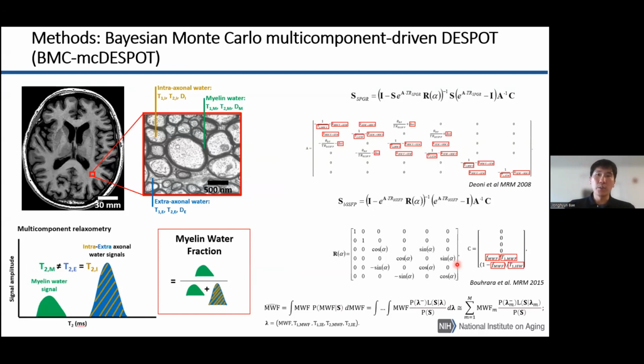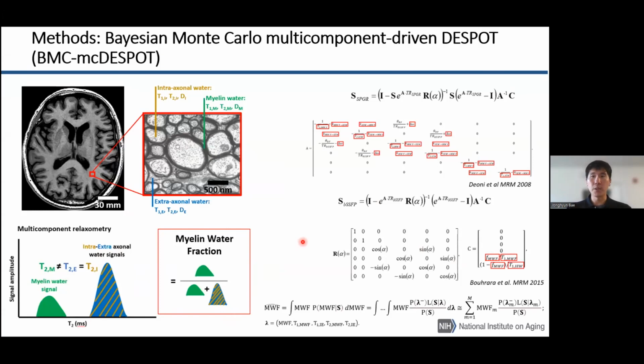Next, we aim to validate our myelin water fraction measures. We developed a relaxometry-based myelin water fraction method called Bayesian Monte Carlo multi-component driven DESPOT, or BMC-mcDESPOT. The water trapped in myelin is suggested to experience a distinctively shorter T2 relaxation time as compared to the intra- or extra-axonal water. Therefore, we can compute the fraction of the water contributing from the myelin, which reflects the level of the cerebral myelination.